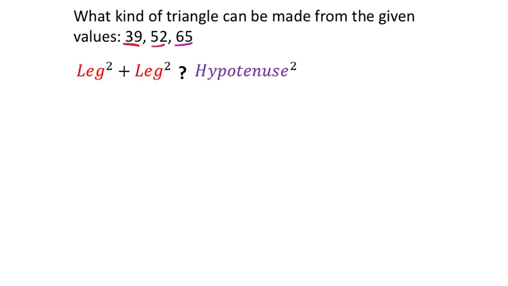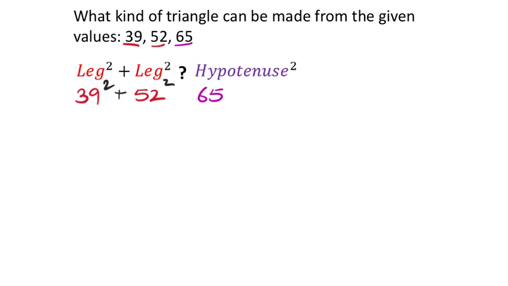So I say I've got a leg squared plus leg squared. I've got a leg that's 39. I've got another leg that's 52. And I've got a hypotenuse that's 65. If I were to square the legs and add them together, now, I'm not going to fill in the blank here because I don't know if it's going to equal, or if it's going to be less than or greater than.